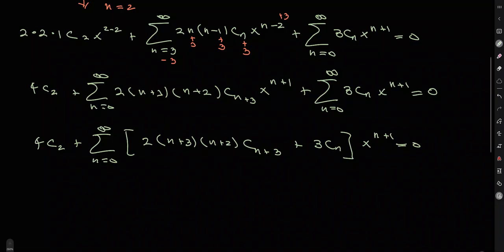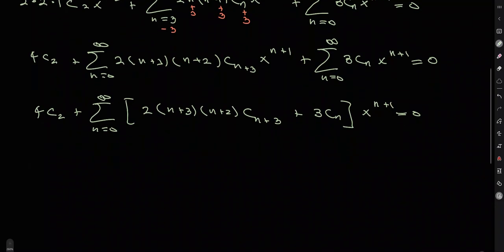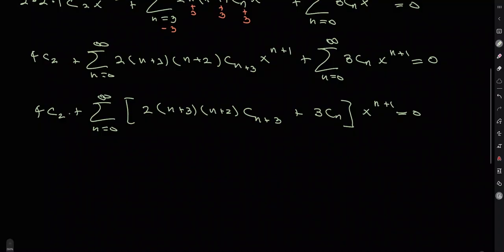All right? Okay, so at this point, we may go ahead and equate coefficients. So the constant term on the left must be equal to the constant term on the right-hand side. In other words, 4 times c sub 2 equals 0, that means c sub 2 equals 0. And on the other hand, the coefficient of x to the n plus 1 on the left, which is all this madness over here, should be equal to the coefficient of x to the n plus 1 on the right-hand side. But there's nothing on the right-hand side. That means the coefficient equals 0.